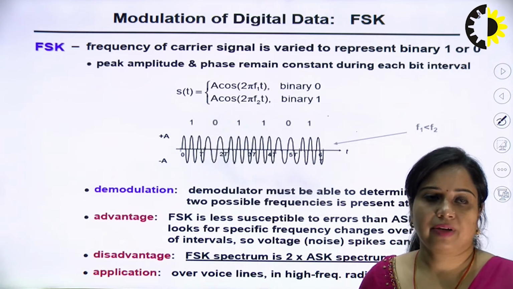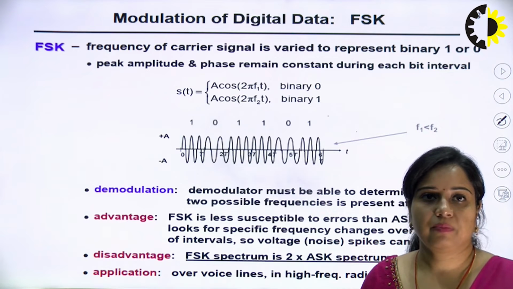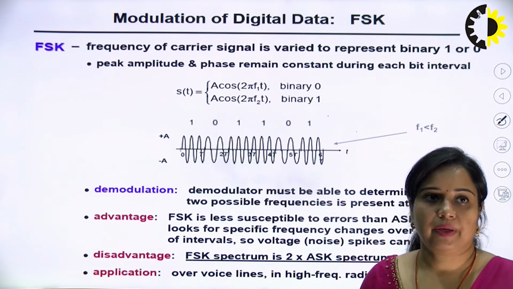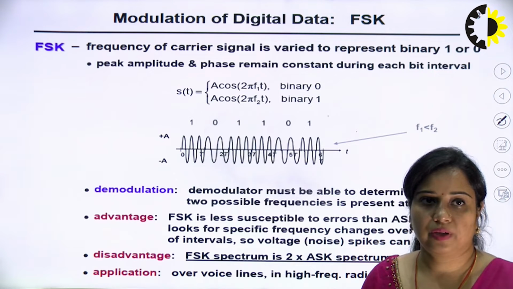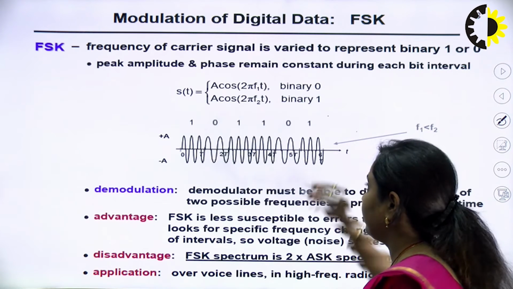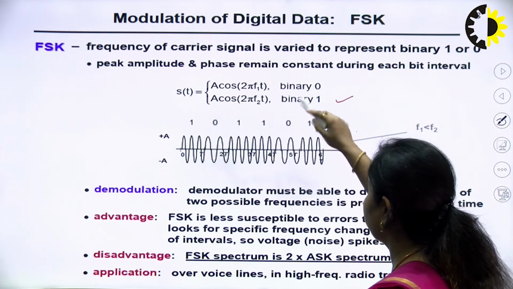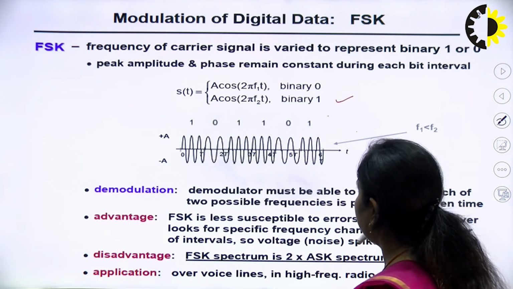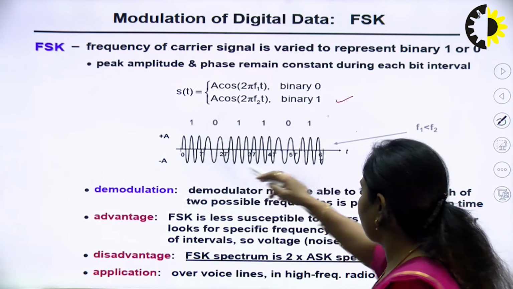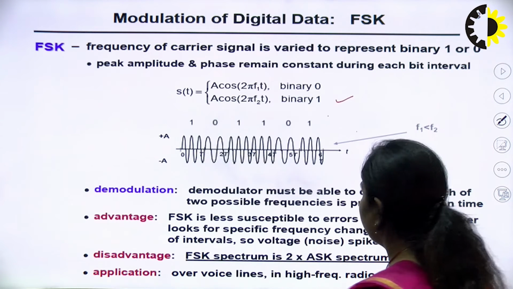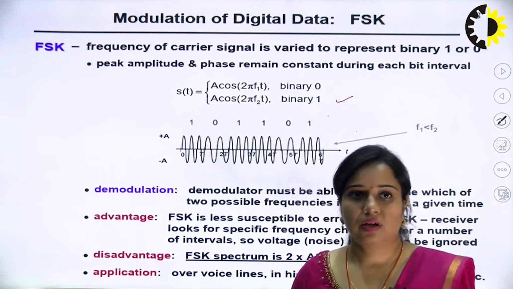Now, next is FSK. So, frequency of carrier is varied to represent binary 1 or 0. Peak amplitude and phase remain constant during each bit interval. So, we are seeing that S(t) is equal to A cos 2 pi f1 t for representing binary bit 0 and A cos 2 pi f2 t for representing binary bit 1. So, this is how you can draw the particular waveform where two frequencies are considered.